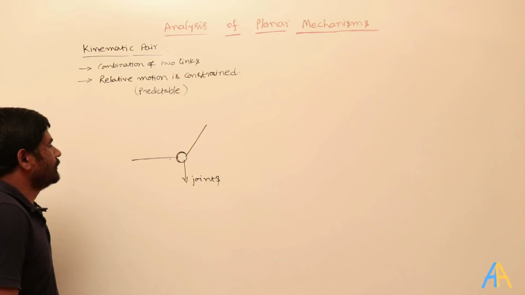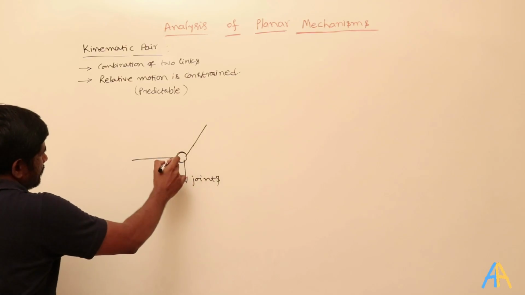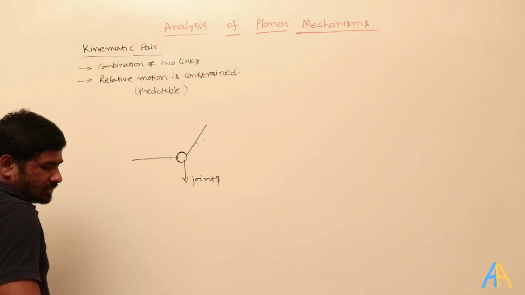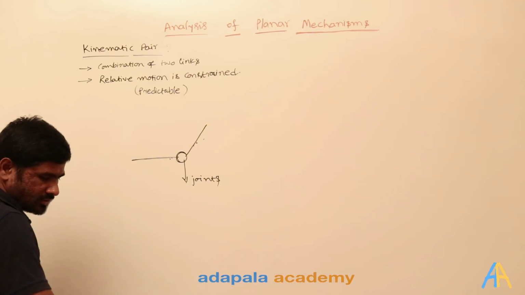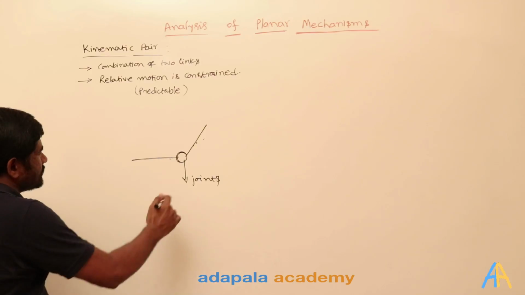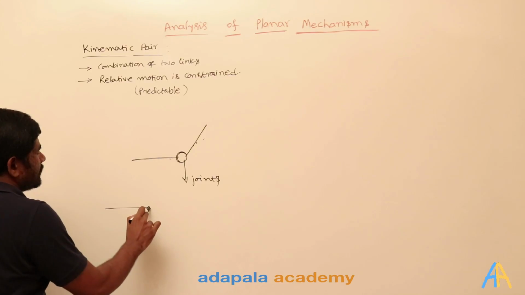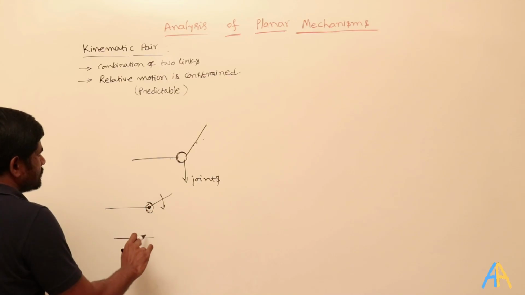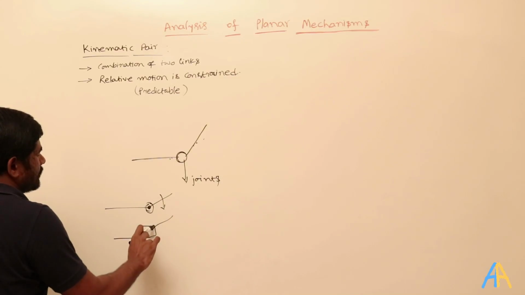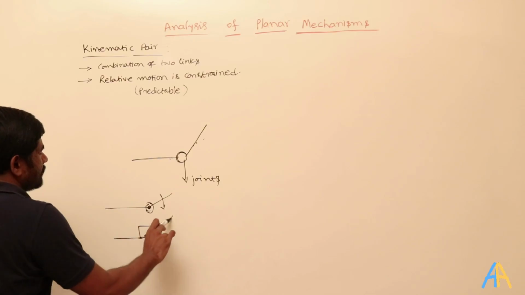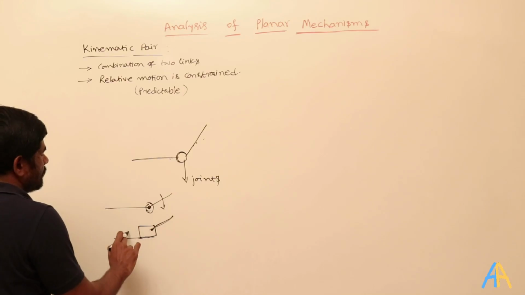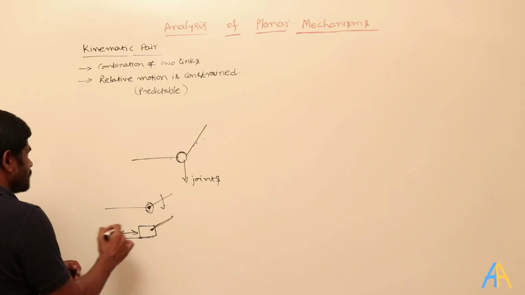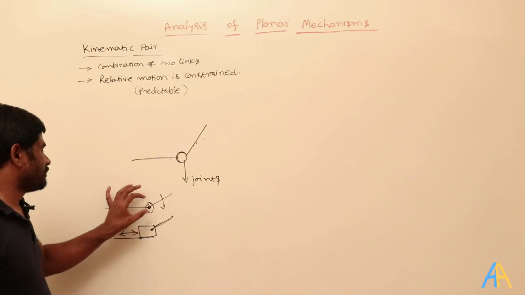If this is not connected to this, then it can go in any direction it wants. But when it is connected to this, its relative motion is constrained. How is it constrained? There are different types of joints. For example, if I use the revolute joint, then it can only rotate. Instead, if I use the slider joint, then it moves like this, in this way. That means it depends on the joint here.